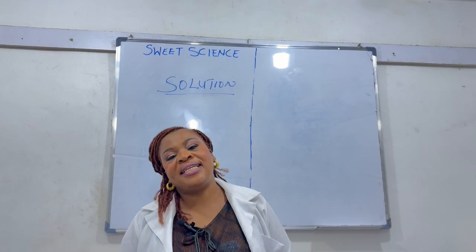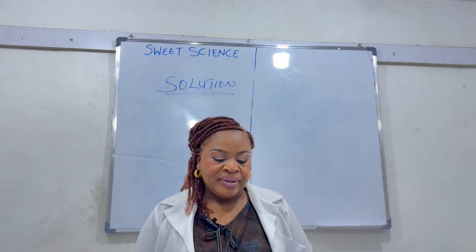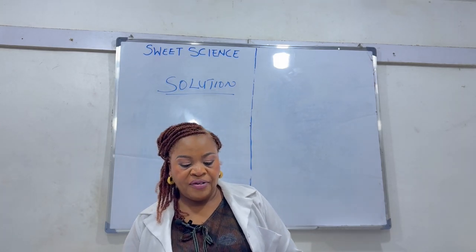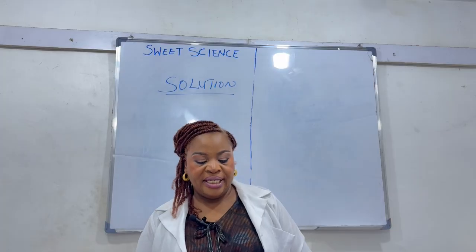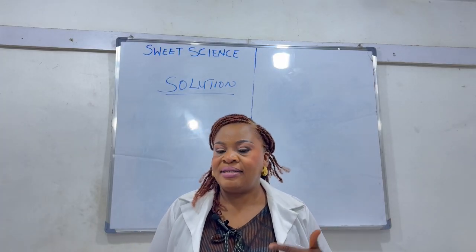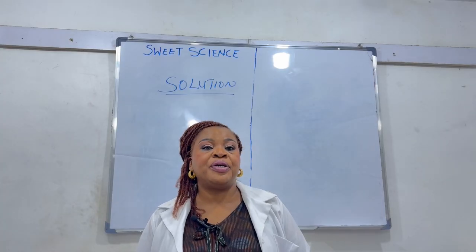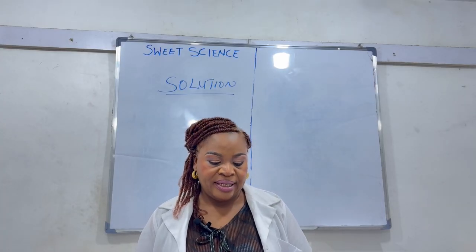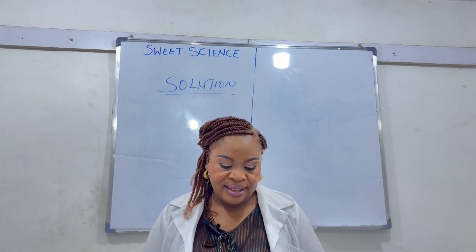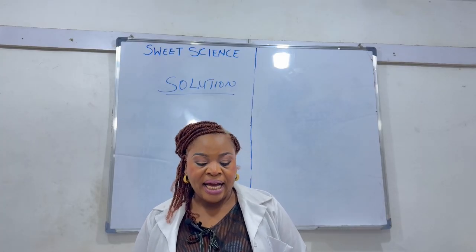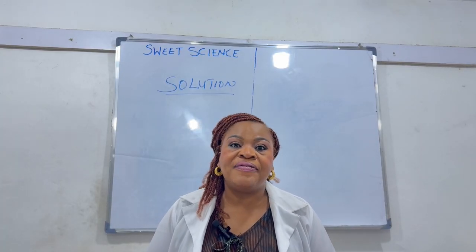JAMB 1987. A constant force of 40 Newton acting on a body initially at rest gives an acceleration of 0.1 meter per second squared for 4 seconds. Calculate the work done by the force.